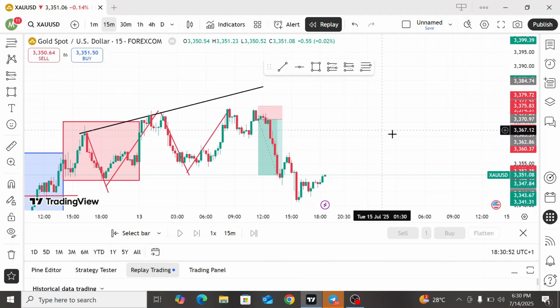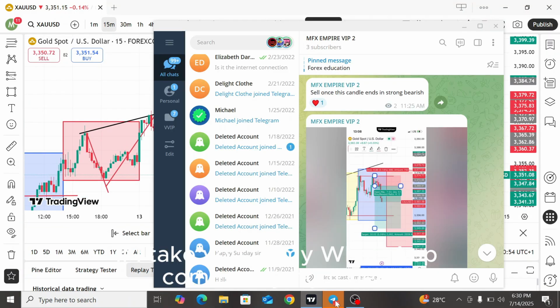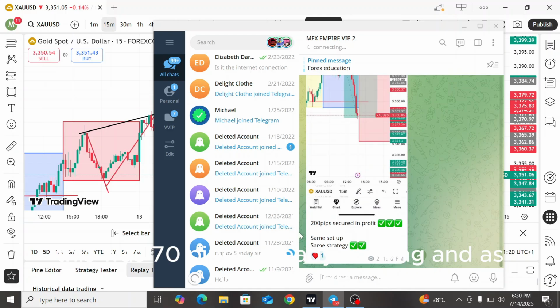And if I take you to my WhatsApp community right here, you can see that I also post. We are just 3 subscribers right now, but if you join, we are going to increase because we are just starting out. So if you see, I posted it around 11:25 a.m. right here: sell once this candle ends in strong bearish position. And as you can see, this was 70 pips already running, and this was the conclusion of the trade, 200 pips secured in profit.